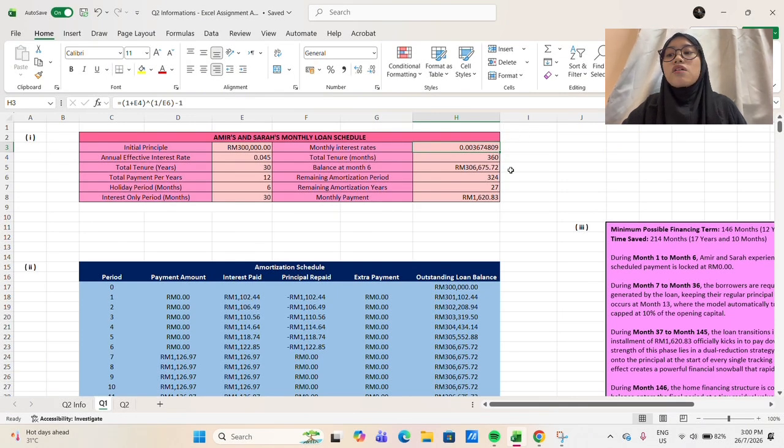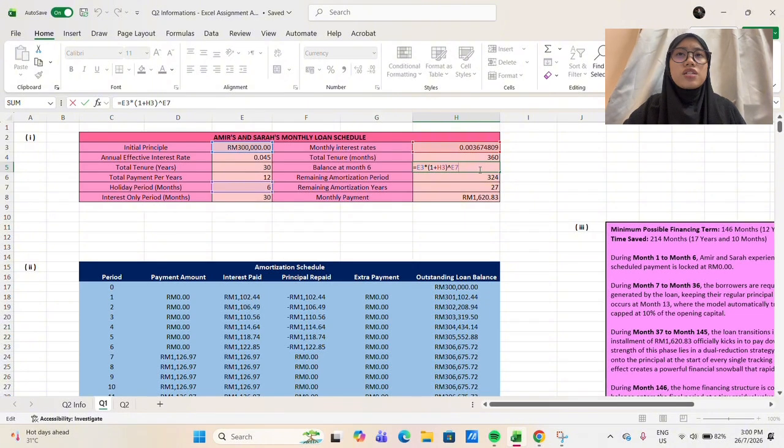The unpaid interest compounds directly into the capital. And to find our balance at month 6, we use this formula, which is 300,000 ringgit times 1 plus j to the power of 6. And then we will get our value for the balance at month 6, which is 306,675 ringgit 72 cents.